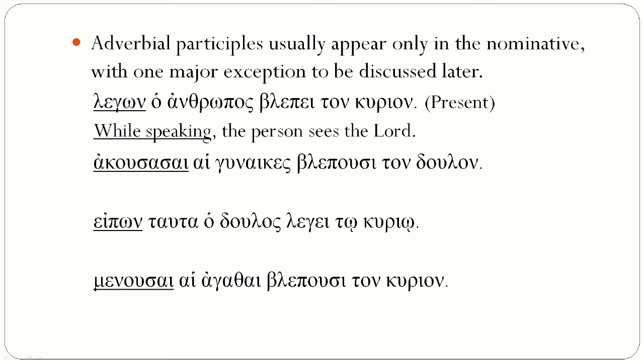Now I'll have a look at the article and the participle. The participle, again, is an adverbial participle. It comes outside of the article-noun grouping. And then we need to look at the tense of this. The tense can be present, aorist, or perfect.